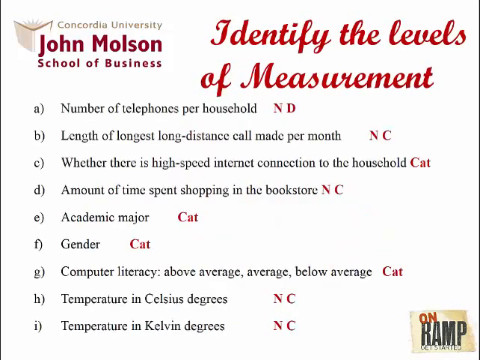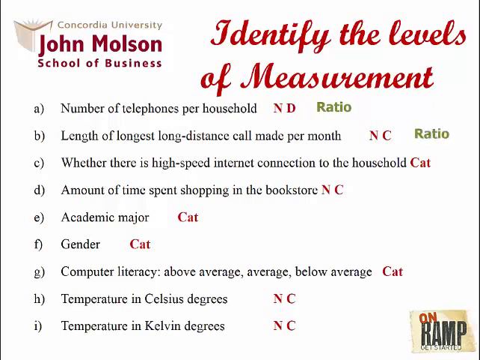So let us use it in our example here. Number of telephones per household. Again, there is a true zero. This is a ratio. The length of the longest long distance call made in a month. Yeah, maybe you did not make any long distance call. There is a true zero. It's ratio.